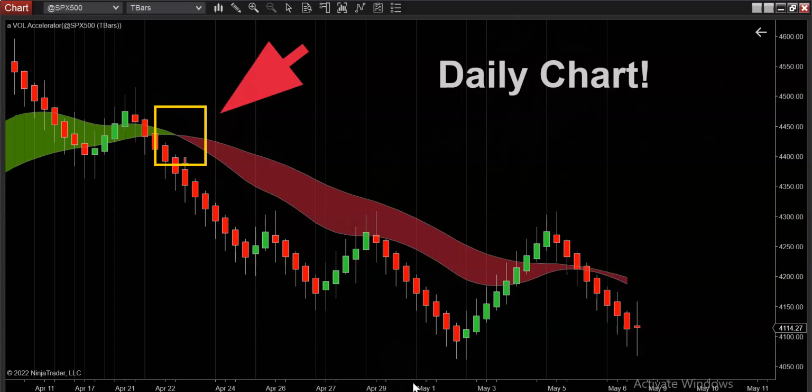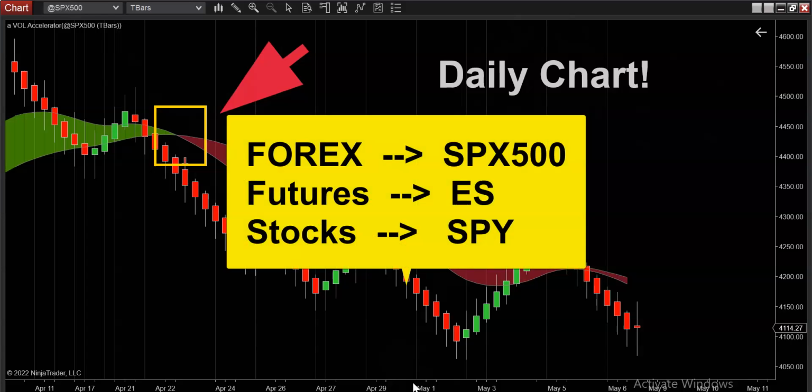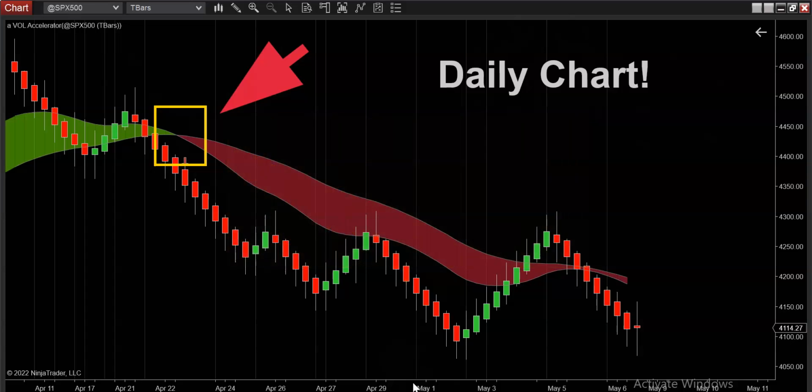What you're seeing on the screen is a chart of the S&P 500, the global benchmark. If you trade Forex, your symbol is SPX 500. If you trade futures, your symbol is ES. And if you trade stocks and options, your symbol is SPY. What you see overlaid on the chart, this green and red color band, is the volume indicator. We're going to see how we apply this as a swing trading indicator.